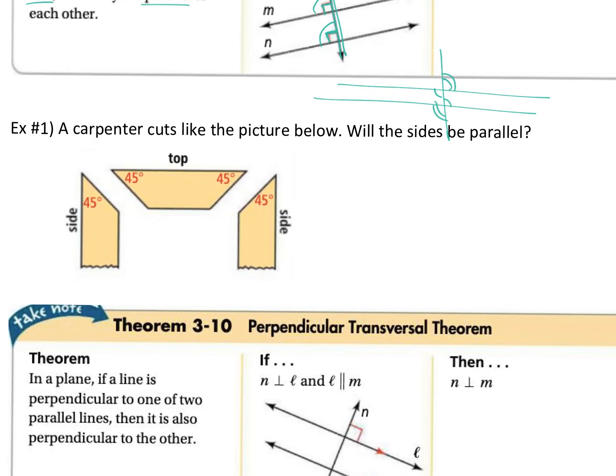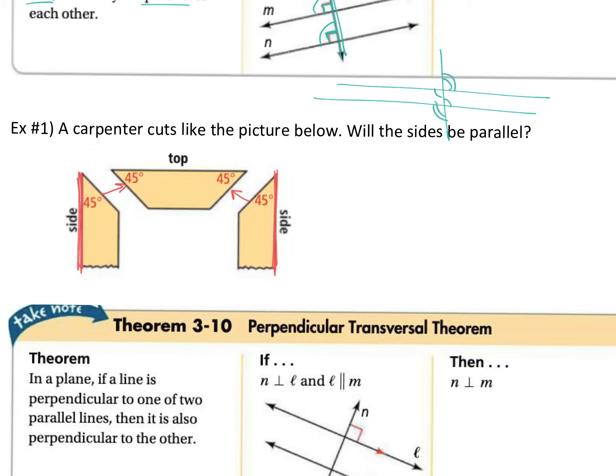Okay, example 1. A carpenter cuts like the picture below. Will the sides be parallel? So we're making a picture frame, and these are the cuts the carpenter makes. If he puts these together, will this side be parallel to this side? Yes. Why?